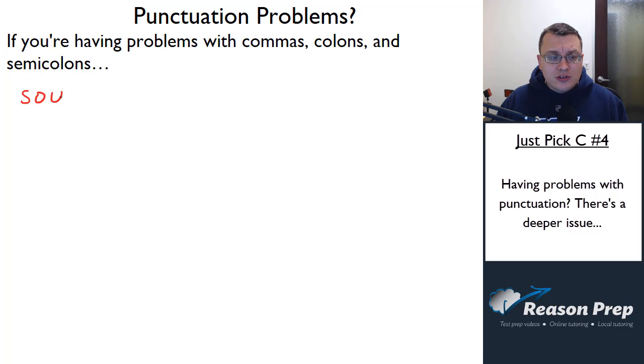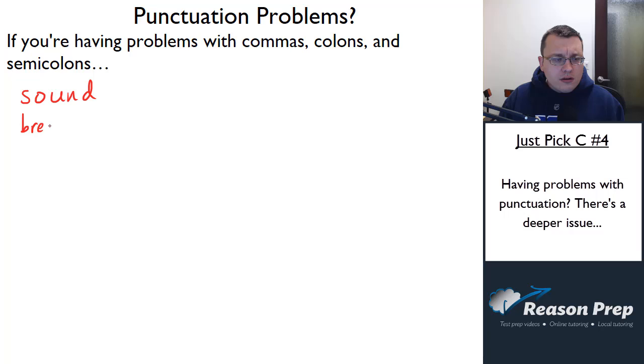The first one is sound. This is the most common. How does the sentence sound if I put in a comma or remove one or whatever? Sound can get you only so far, because a lot of times things may sound wrong but actually be right, or they may sound right but actually be wrong. So sound is a good first step, and it's a good check in some ways, but it's not going to take you all the way.